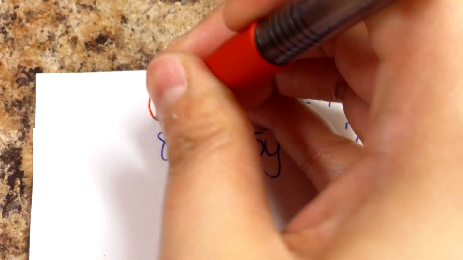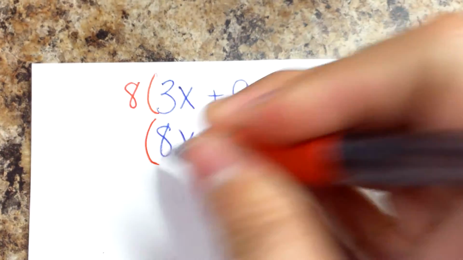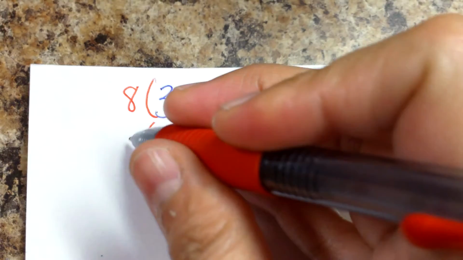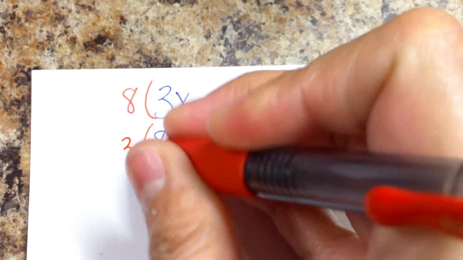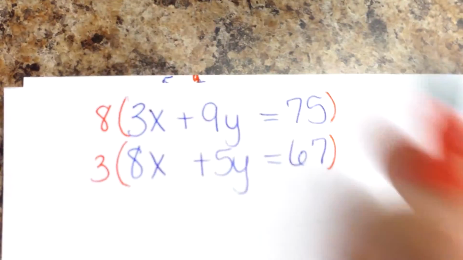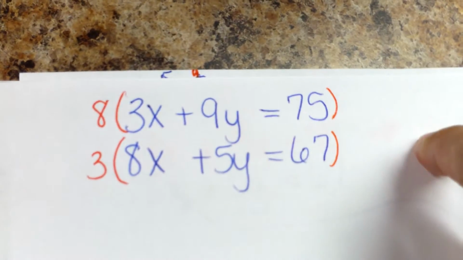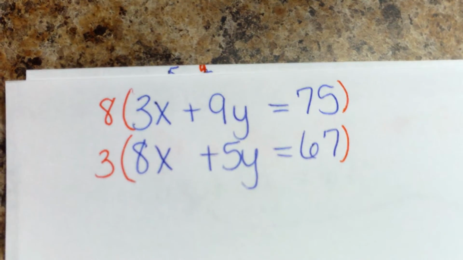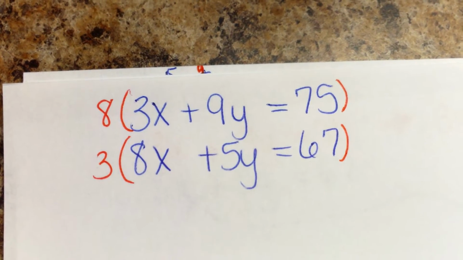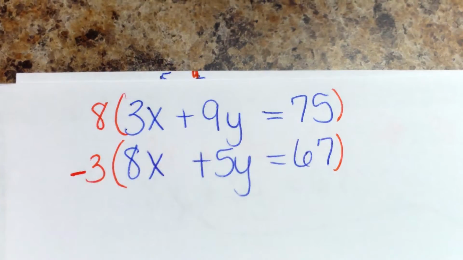So we're going to multiply this one. In order for it to be 24, I'm going to multiply by 8. And I'm going to multiply this one by 3 because we want to make it 24. If I do that, I'm going to end up with 24x and then here 24x. They're not going to cancel out, so one of them has to be negative. You can choose whichever one you want to make negative. I'll just make the bottom one negative, so that way they can cancel out.